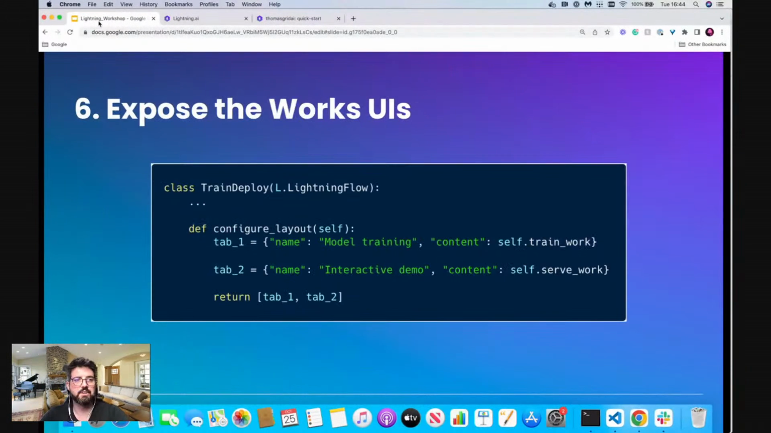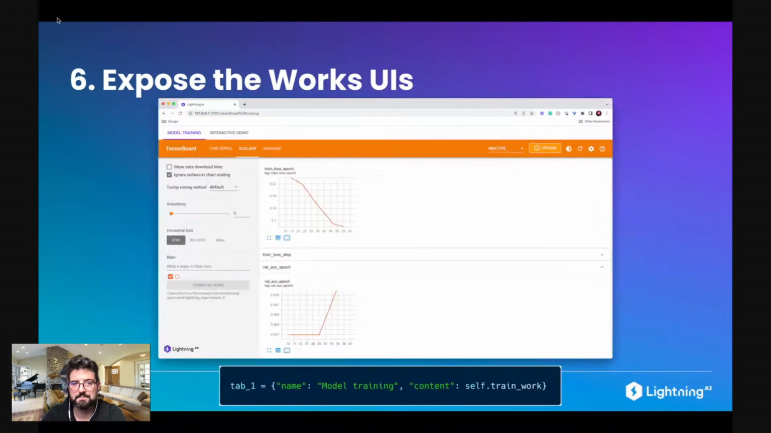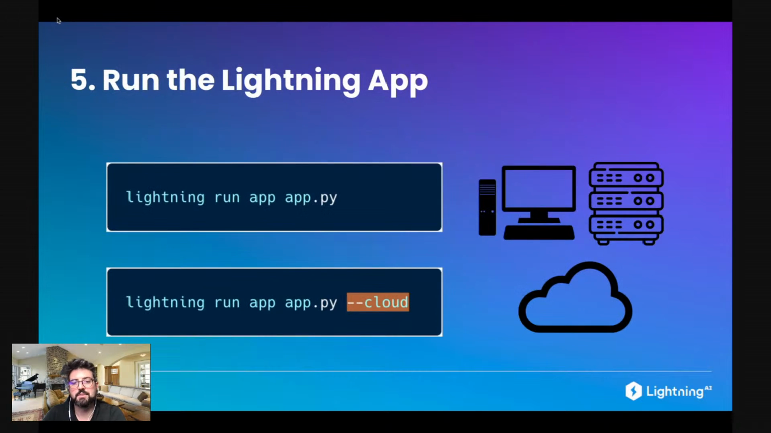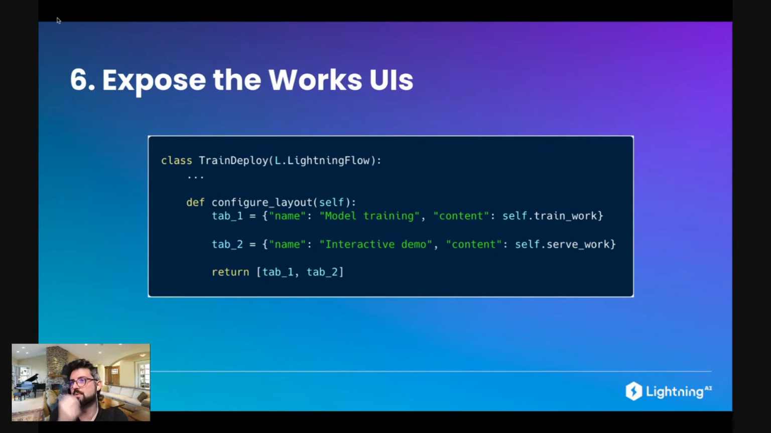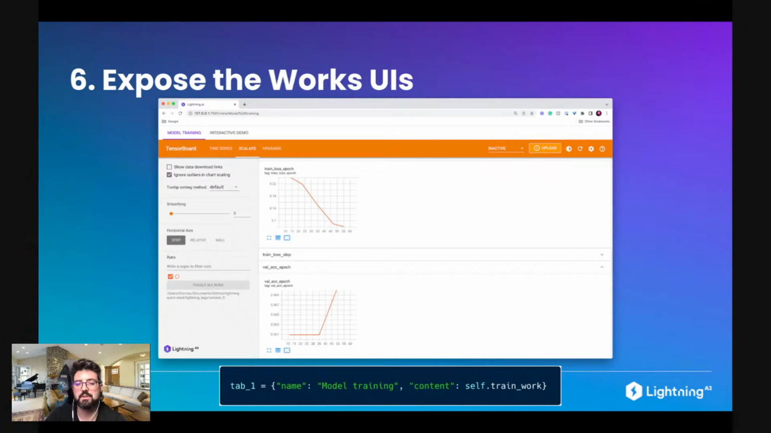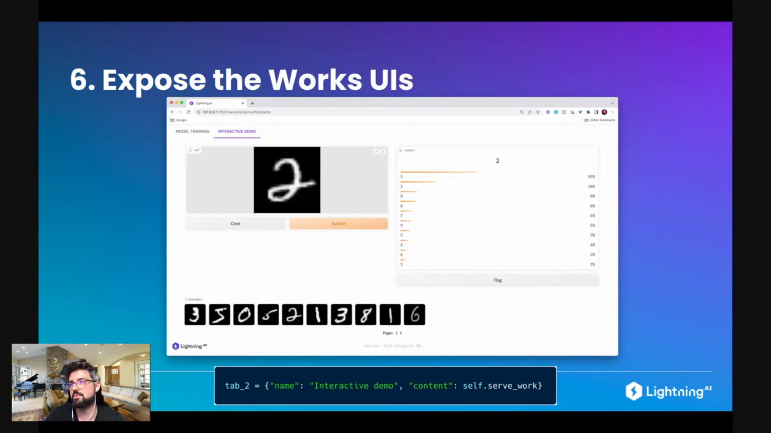Okay, I'm going to go forward with the slides. Okay, cool. So once you have run the app, as we were saying, you can really configure the layout as you wish. And here's the API to do it with the framework. Here I'm creating two tabs, a model training and interactive demos, in which I'm simply providing the works. The works have a URL locally and in the cloud, so we can simply embed them as iframes, right? So the first tab will generate this part of the UI, and the second tab will generate this one.